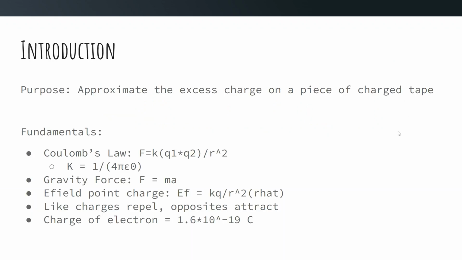So the purpose of this lab was to approximate the charge on a piece of charge tape. Some fundamentals to keep in mind: Coulomb's law states that force is equal to k times q1 times q2 divided by r squared, and k is equal to 1 divided by 4 pi epsilon naught, which is Coulomb's constant. Force of gravity can be found through mass times acceleration due to gravity, which is 9.8 meters per second squared. The E field of a point charge is equal to k times q divided by r squared times r hat. Like charges repel, opposites attract, and the charge of an electron is 1.6 times 10 to the negative 19 coulombs.